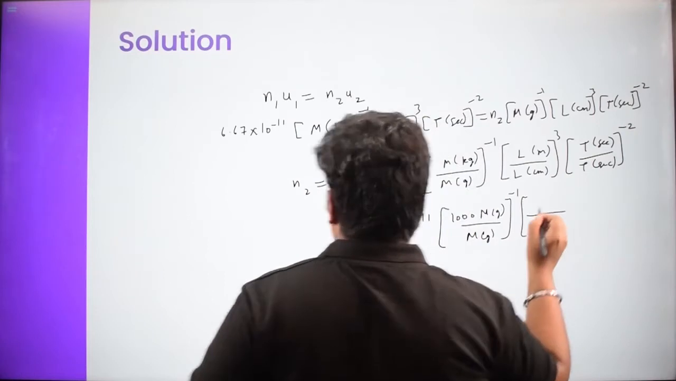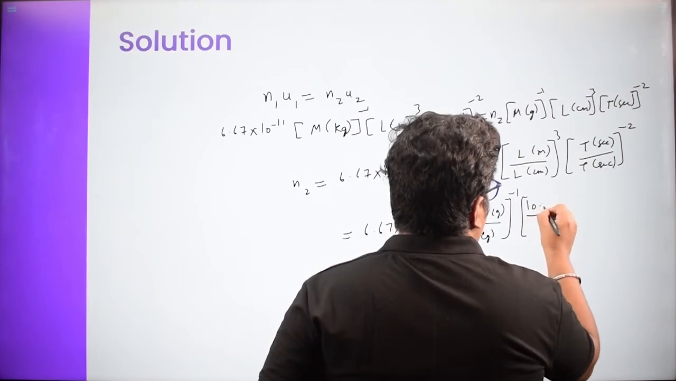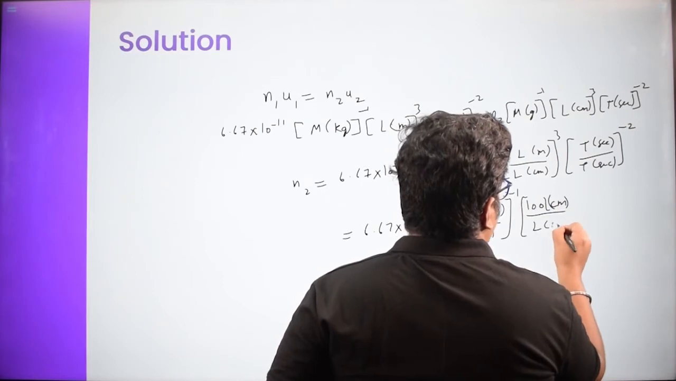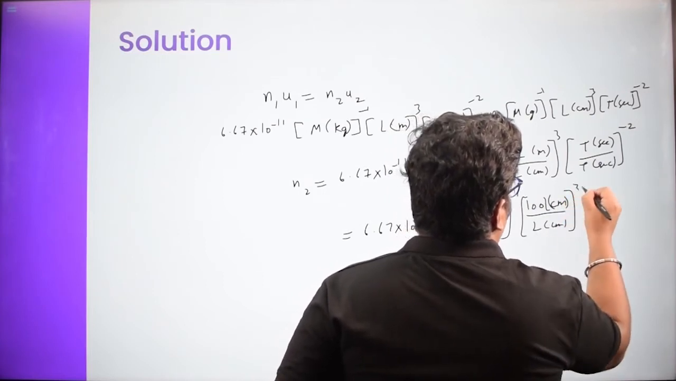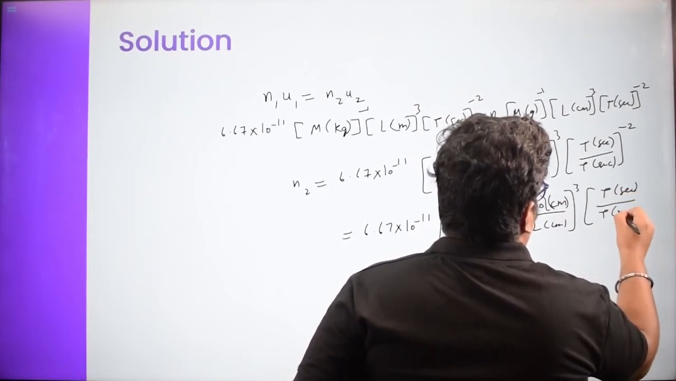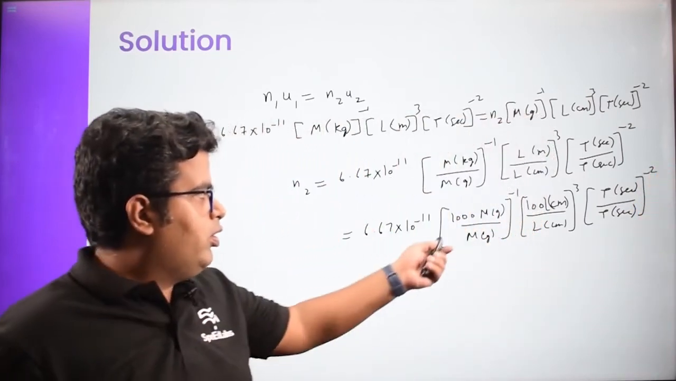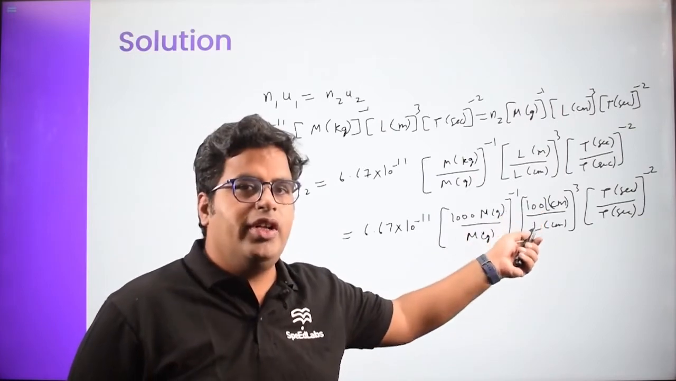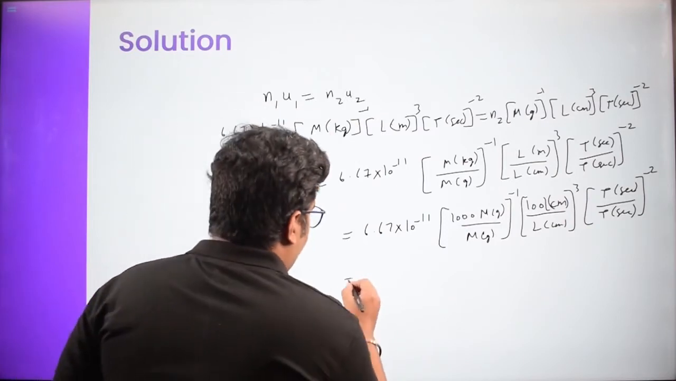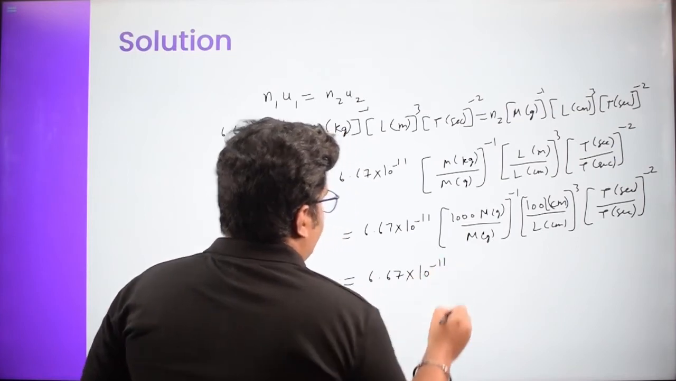So we'll write this as 100 times length in centimeter, because 1 meter is equal to how many centimeter? 100 centimeter. So 100 and then length in centimeter divided by length in centimeter raised to the power 3, and time is same, so we'll have time in second divided by time in second raised to the power what? Minus of 2. Now m of g will cancel out, L of centimeter will cancel out, and T of second will cancel out. So what remains is your 6.67 into 10 to the power minus of 11.